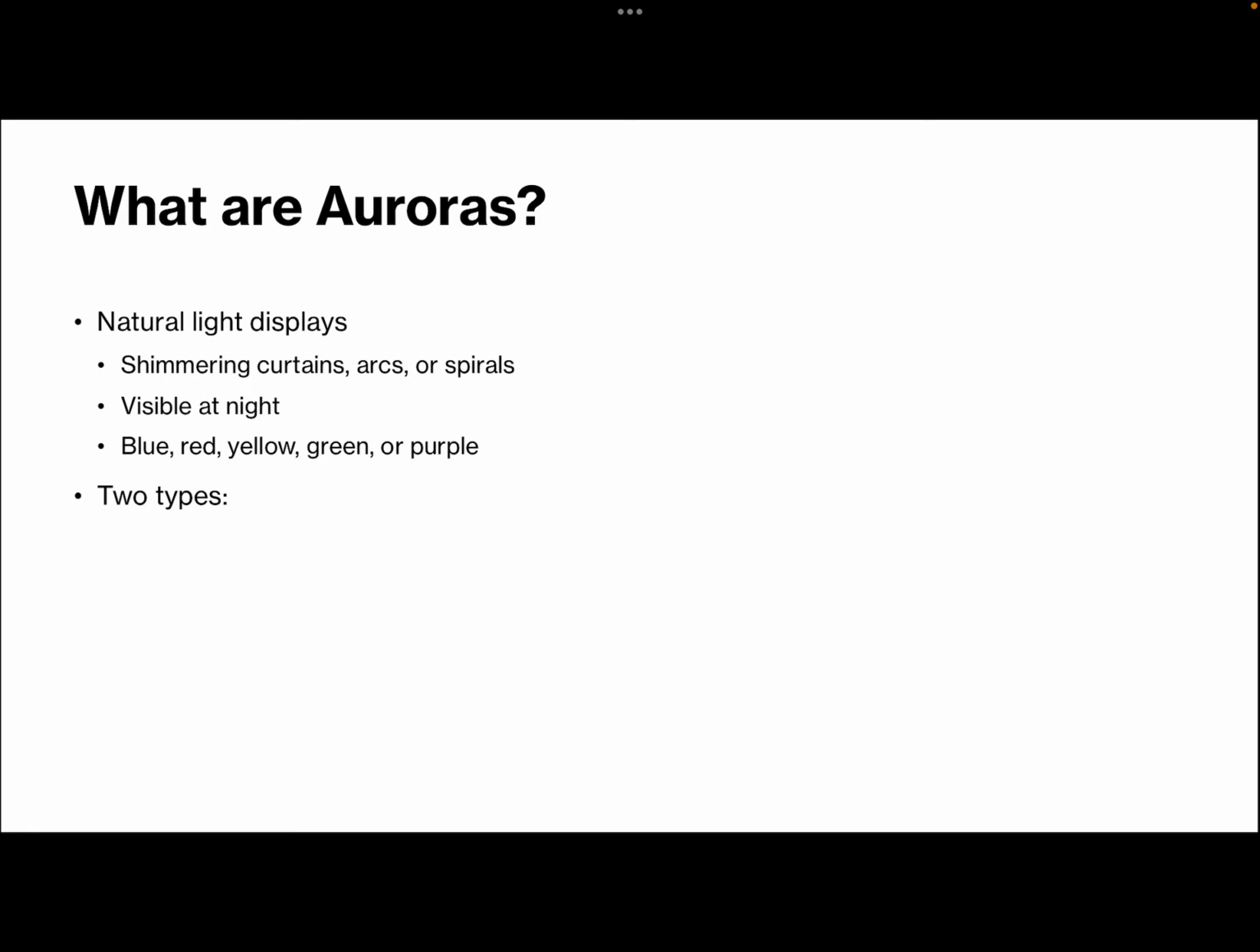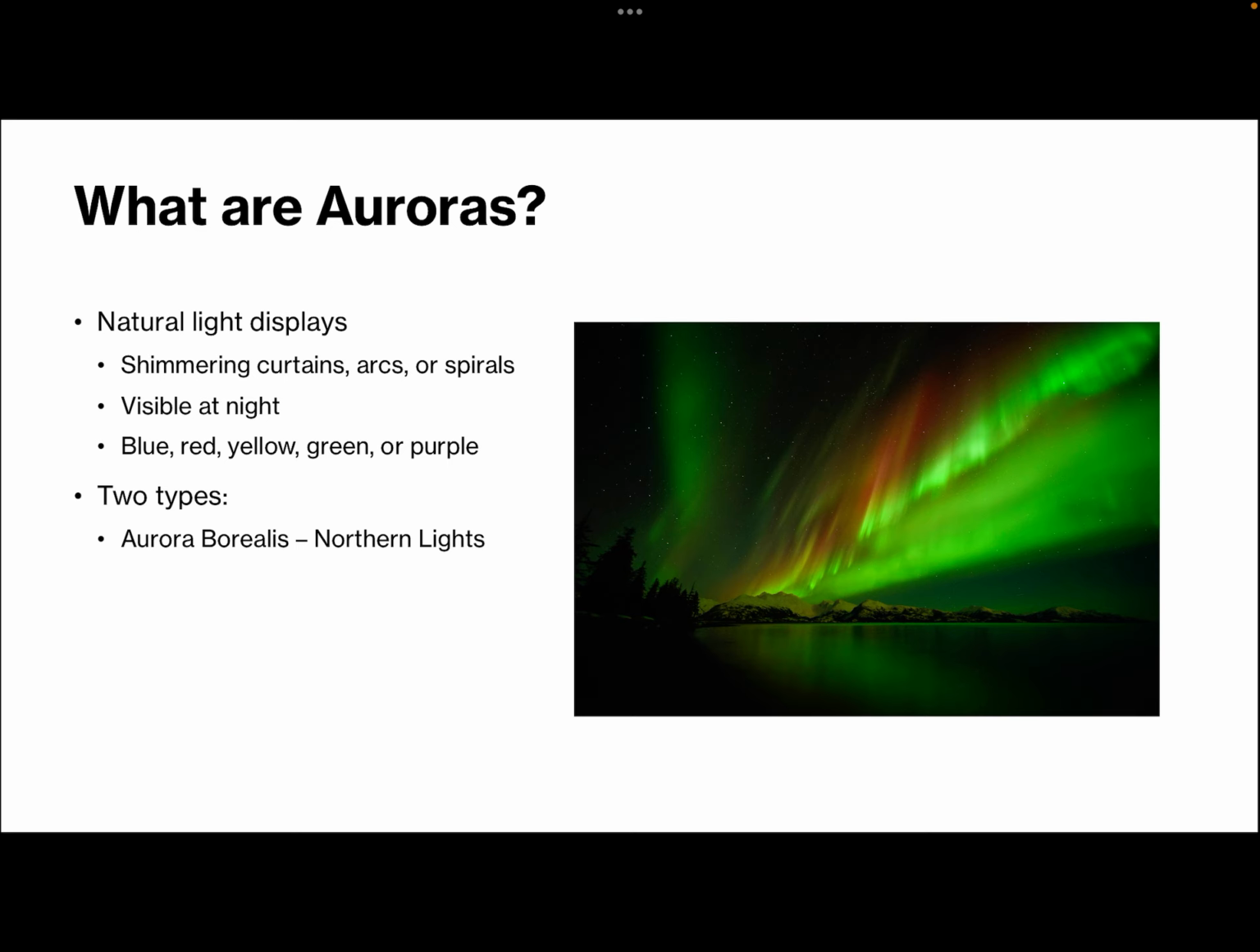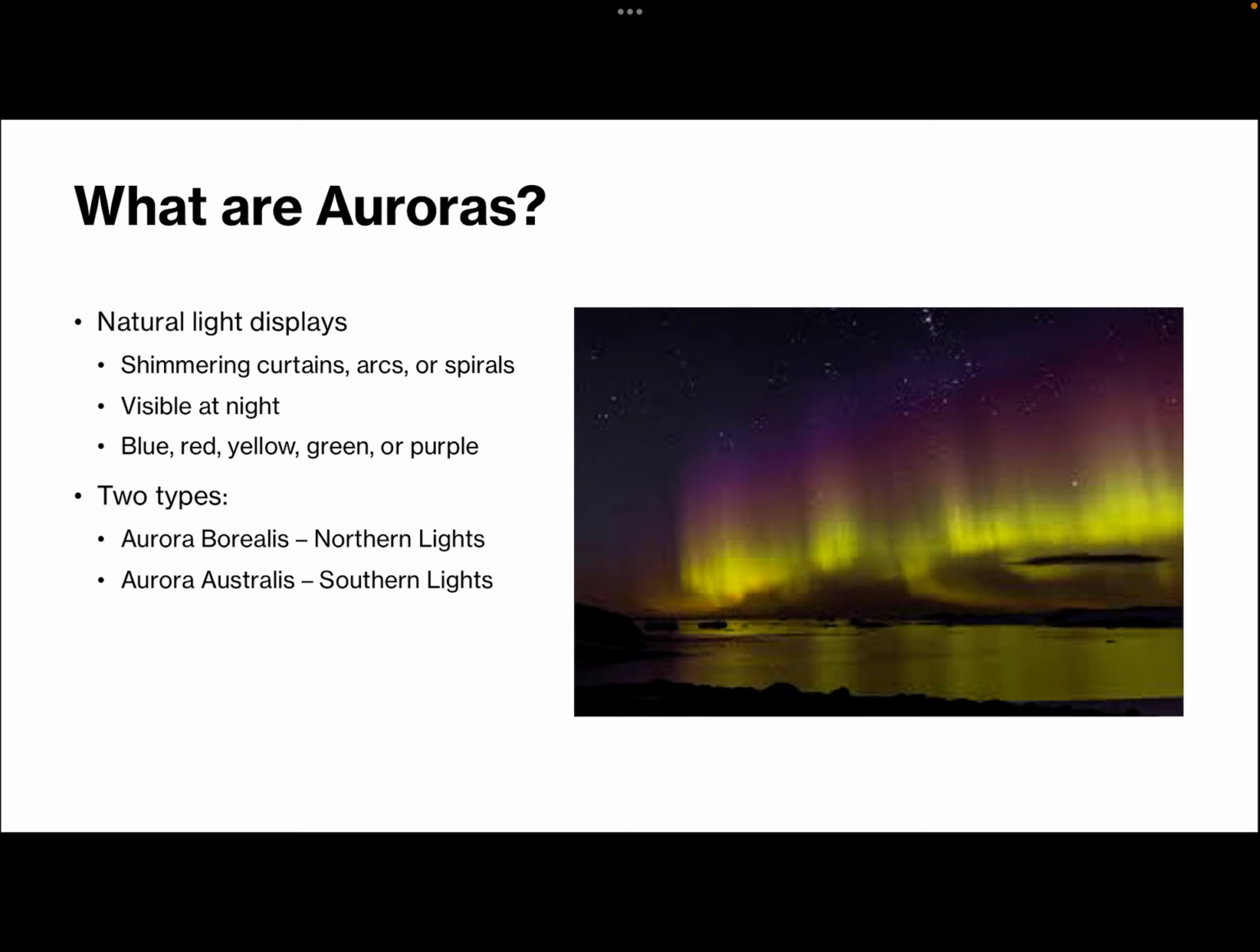Now there are two main types of auroras: the aurora borealis, commonly known as the northern lights, which only occur in the northern hemisphere, and here we have a picture. And then the aurora australis, commonly known as the southern lights, which are visible in the southern hemisphere. And then we have a picture of one from the southern.